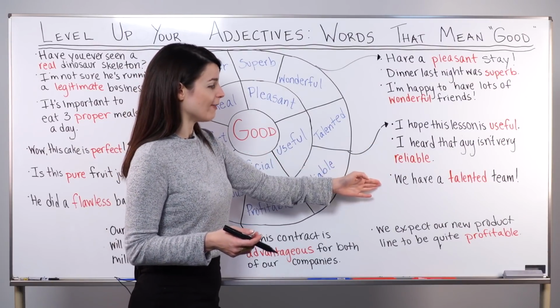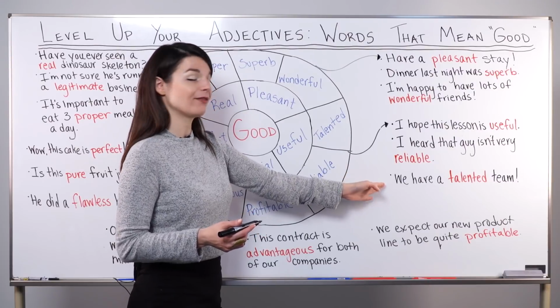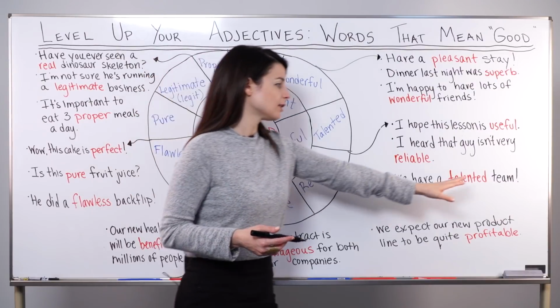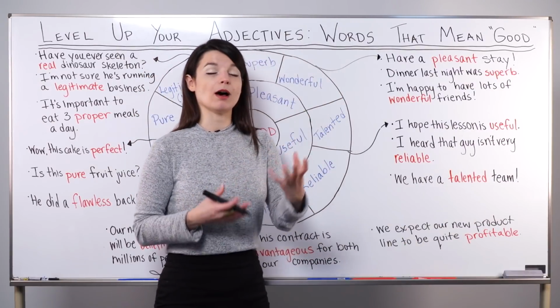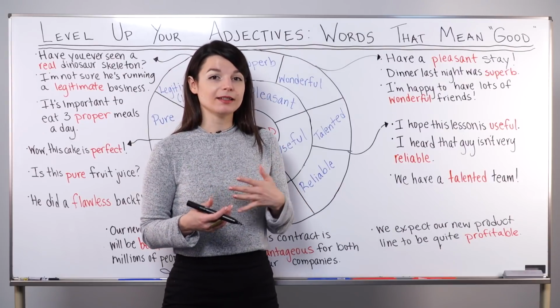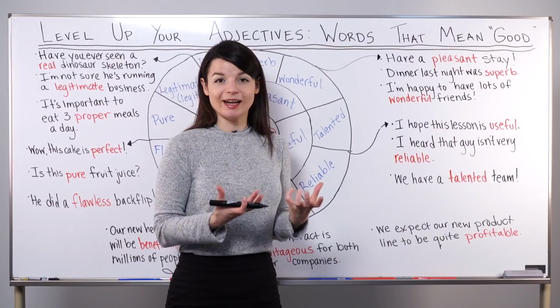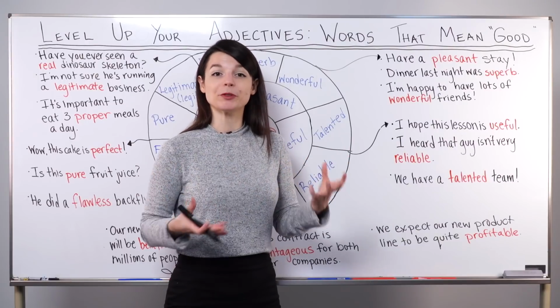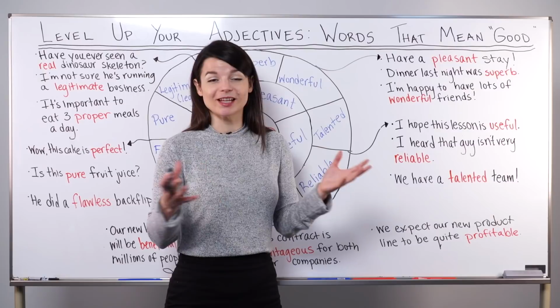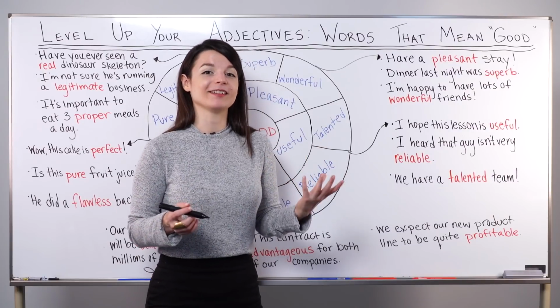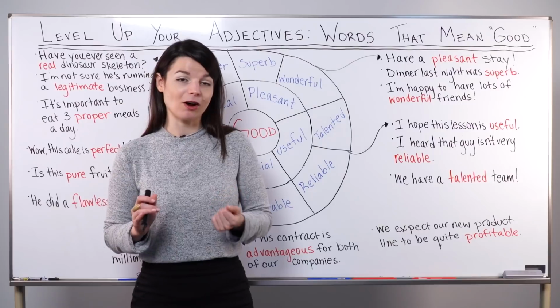Finally, we have a talented team. So here, team refers to a team of people. A talented team means a lot of people or a group of people who have talents. So this could be multiple talents, it could be the same talent, whatever. A talented team. So a very positive comment.